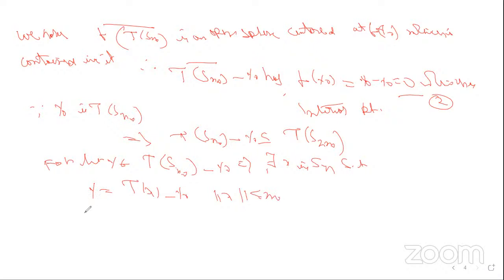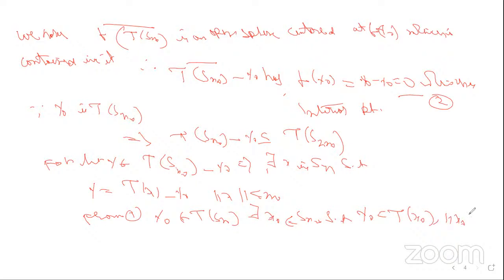So from 1, y0 belongs to T of S_n. So there exists x0 belonging to S_n0 such that y0 equals T of x0, because the norm of x0 is less than n0. Therefore y equals T of x minus T of x0.